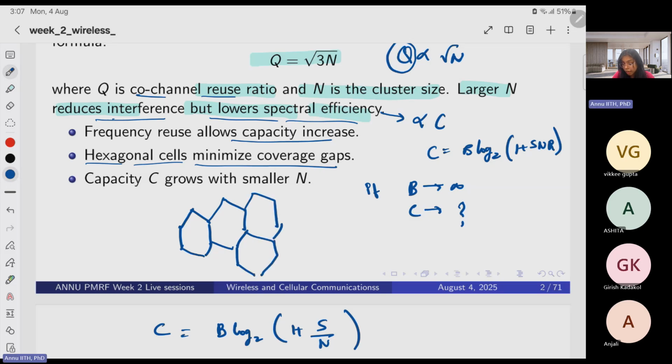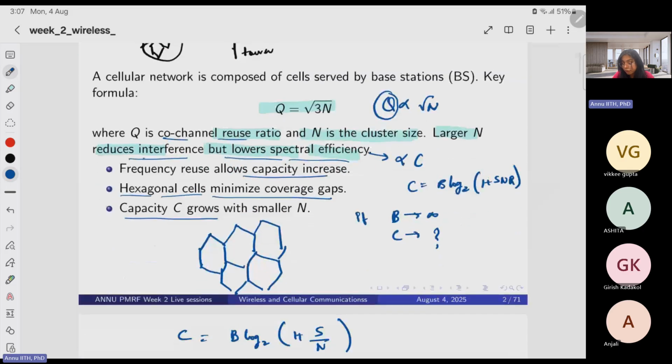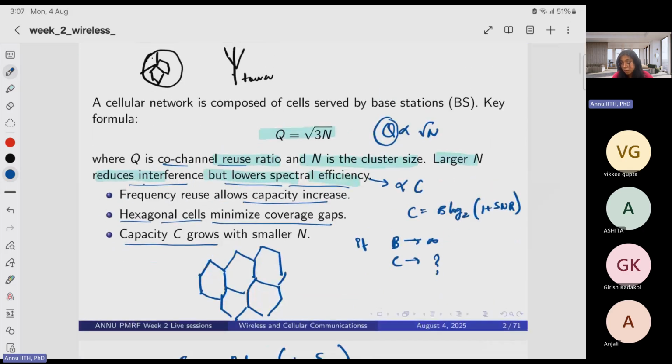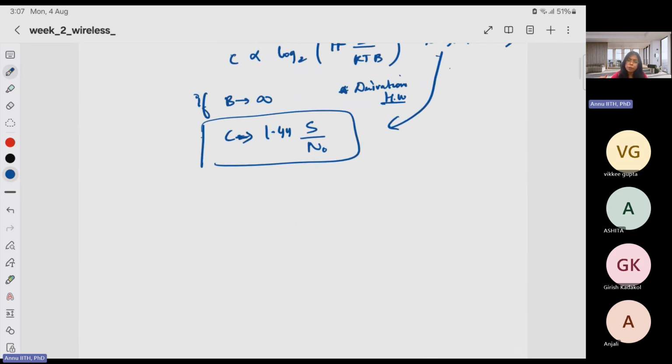That's why it allows for frequency reuse. That's why the hexagonal gaps are there. And C grows with smaller n. Because capacity will be higher if n is smaller. If the cluster size is less, then the capacity will be high. How can you see that?